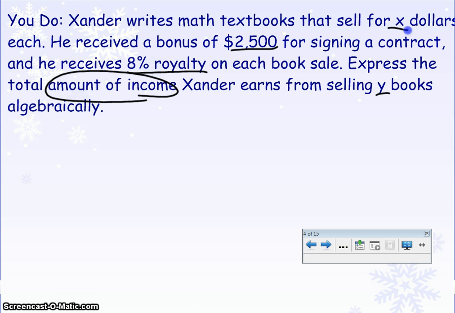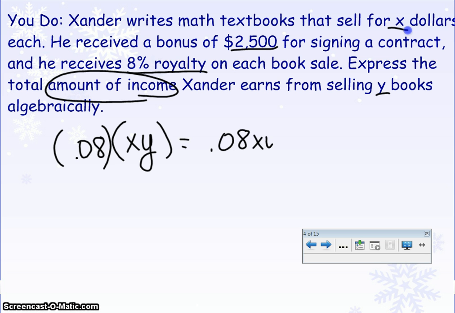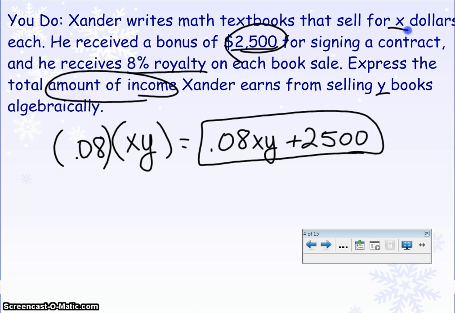Well, we remember that the first thing we need to do, the book sells for X dollars and he sold Y number of books. So that was our first step. The second step is we're going to take that value and multiply it by the percent of royalty as a decimal that Xander earns. So now we've got 0.08XY, and then he got that nice little signing bonus. So plus $2,500, and there we have it expressed algebraically.